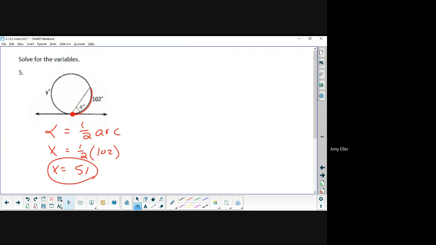Think of an idea of how you could find Y and write it down. Aubrey, do you have an idea for Y? Not yet. Connor? You did 360 minus 102. There you go. Here is a full 360, and the arc that I want is not 360. It's 360 with 102 of it removed, which leaves me with exactly what I want.